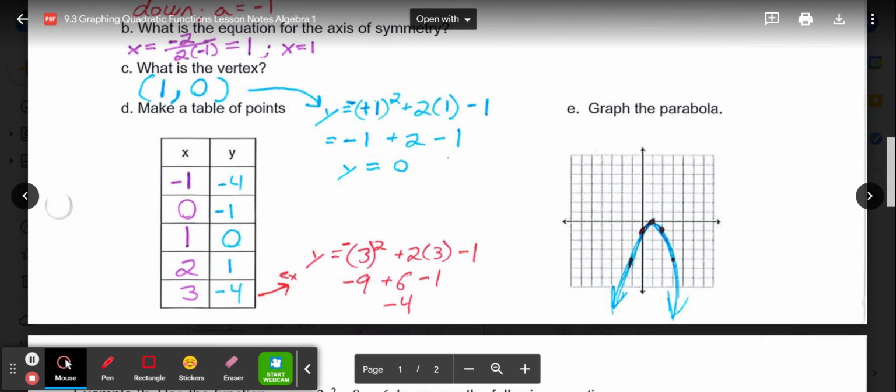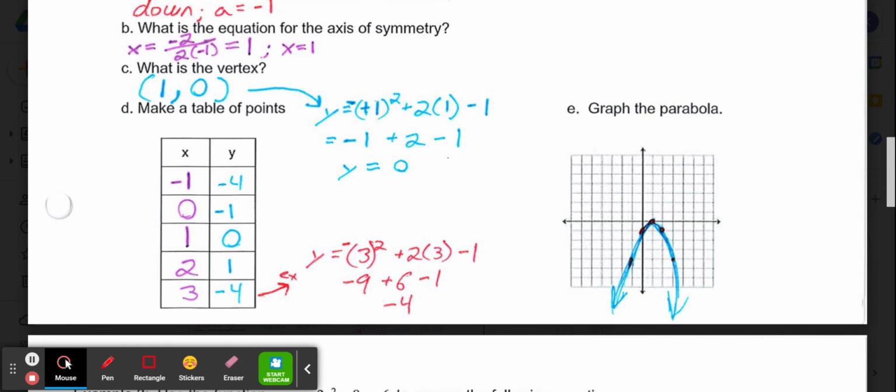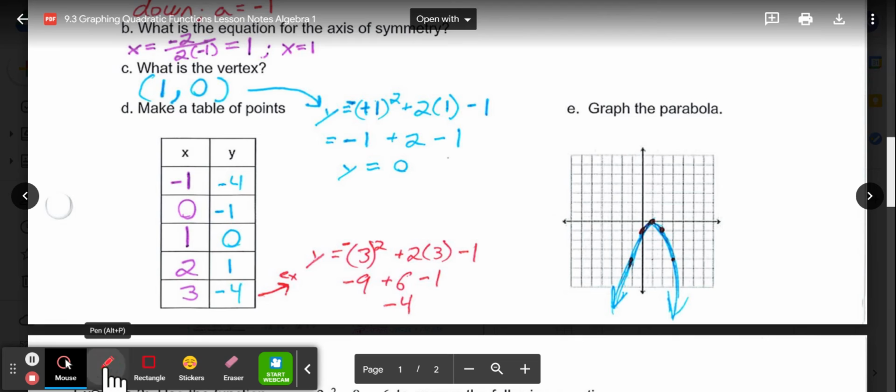So when we look at our graph, we would have over 0 down 1, over -1 down to -4, over 1 down 0, over 2, and that should be a -1 right here. So that should be 2, -1. And then 3, -4. So we get our upside down U shape.